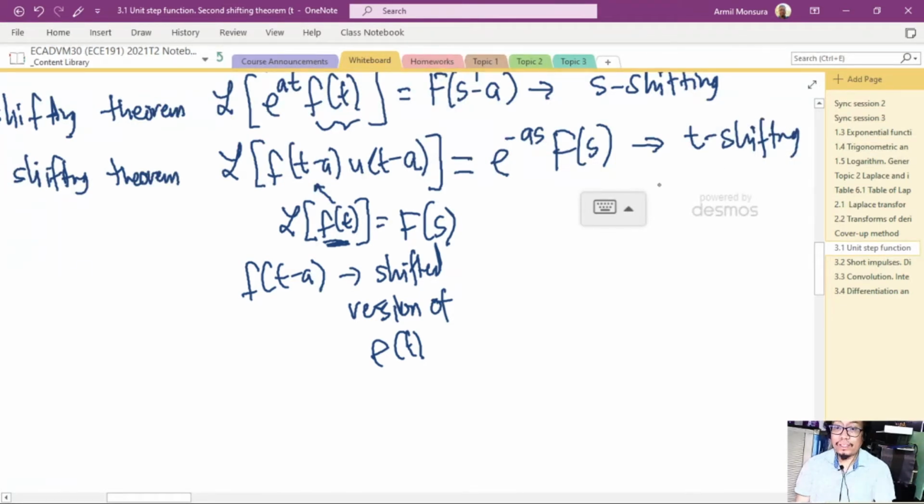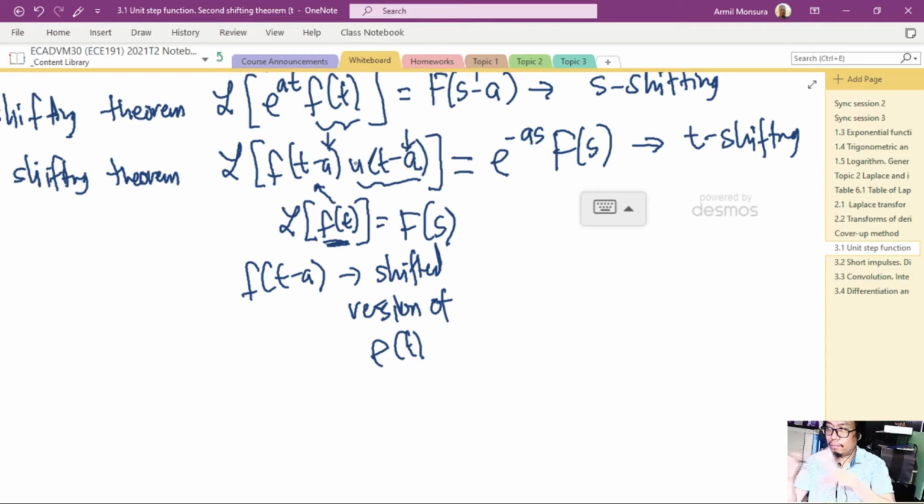Okay, and what follows after that? If you have a function that is shifted in the t domain and is multiplied by a unit step function, that is a requirement. It is not enough that you just delay the function. You also have to multiply the function with a delayed step function. Notice that this is the same a. It means that you have to delay the function and the step function by the same amount of shift. So that is one thing that you have to notice.